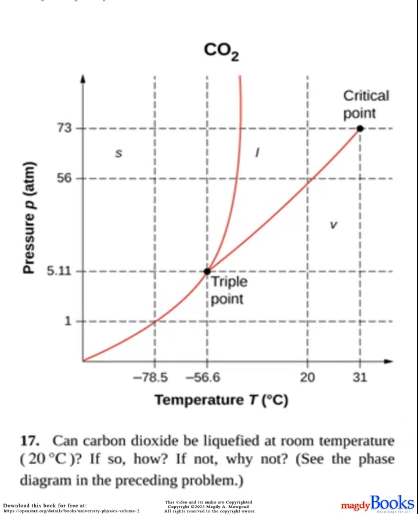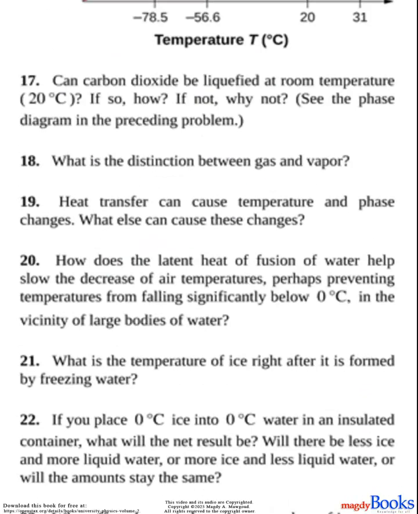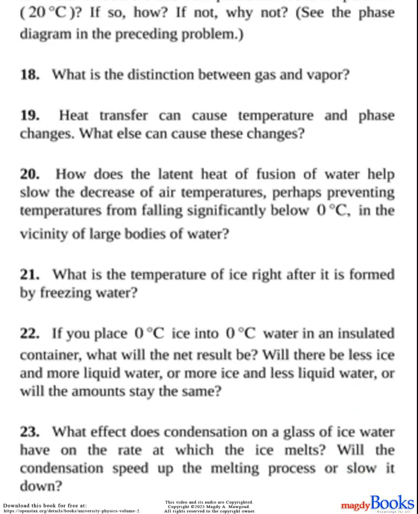Figure. Temperature T, degrees Celsius. Pressure P, atm. CO2. Triple point. Critical point. 17. Can carbon dioxide be liquefied at room temperature, 20 degrees Celsius? If so, how? If not, why not? See the phase diagram in the preceding problem. 18. What is the distinction between gas and vapor?